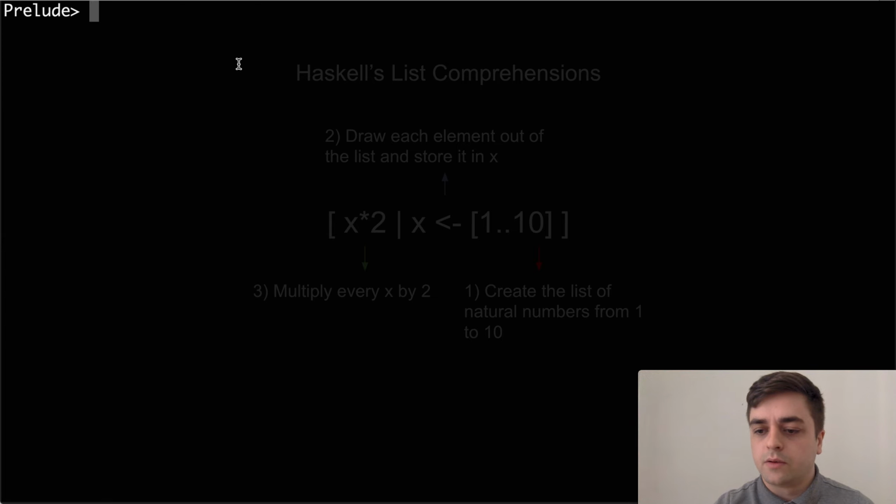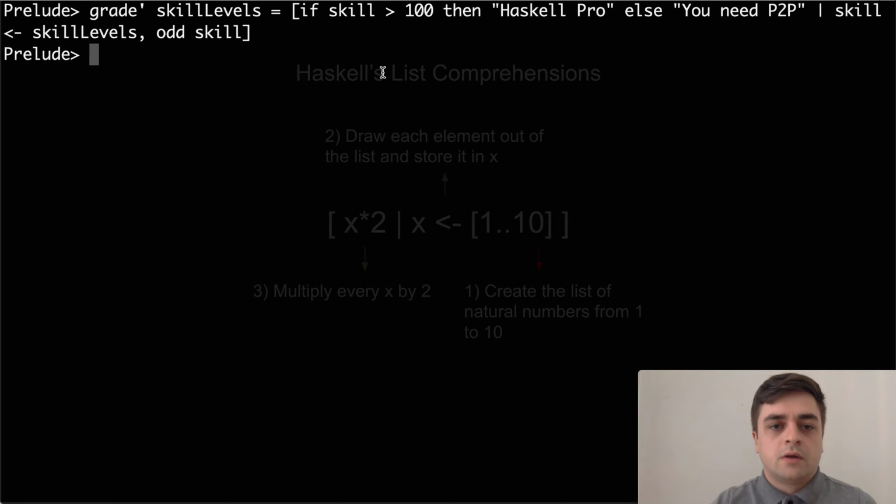What I've done though is I've also defined a variation of grade. The difference between the previous grade function and this one is firstly the name of the function. I've appended an apostrophe, and this is a really common notation in Haskell. When you want to define different variations on functions, you might see the apostrophe.